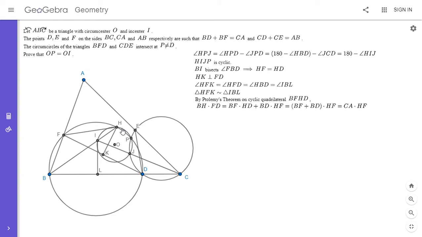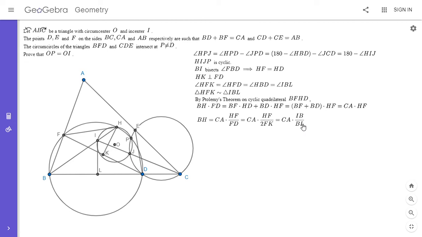Now I'm going to rewrite this in a way that takes advantage of the similarity. So I'm going to solve for BH. BH is equal to CA times HF over FD, if you divide by this FD. But HF over FD is HF over 2FK. And HF over FK, we can use the similarity that we just found. HF over FK is IB over BL. So we have that BH is CA times IB over BL.